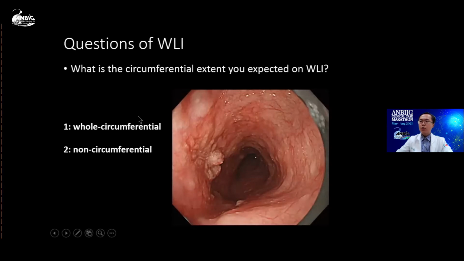So my first question for the attendees is: what circumferential extent do you expect on the white light? Is it a whole circumferential or non-circumferential lesion? Please vote. Thank you.